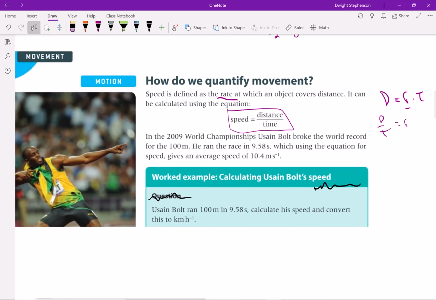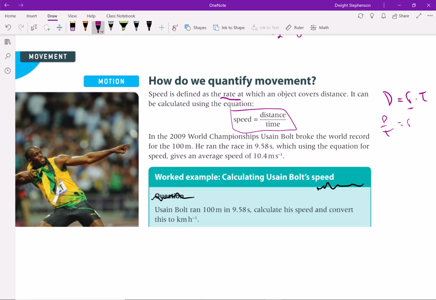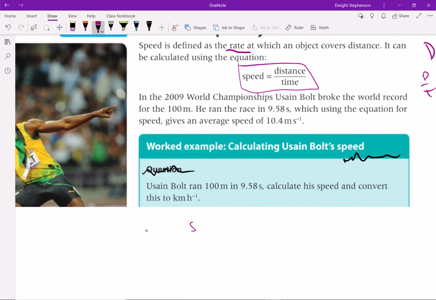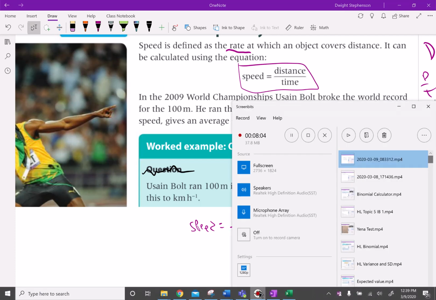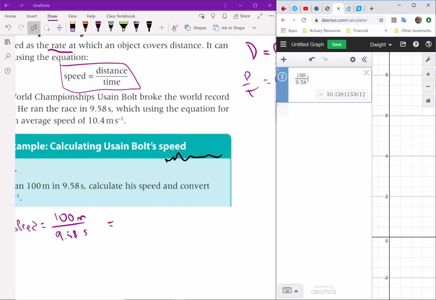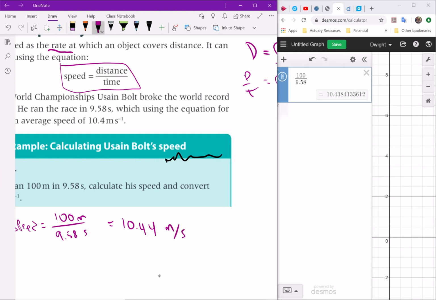So as an example, you did this on the pretest. If Usain Bolt, the fastest guy in the world, ran 100 meters in 9.58 seconds, and I want to know his speed, then I'm just going to say, okay, well, speed is going to equal the distance he ran, which is 100 meters, over 9.58 seconds, right? And if you divide those two, then you will have his speed. Okay, so I went ahead and got my calculator out and did 100 over 9.58, and I got 10.44 meters per second, right? So he can run about 10.4 meters every second.